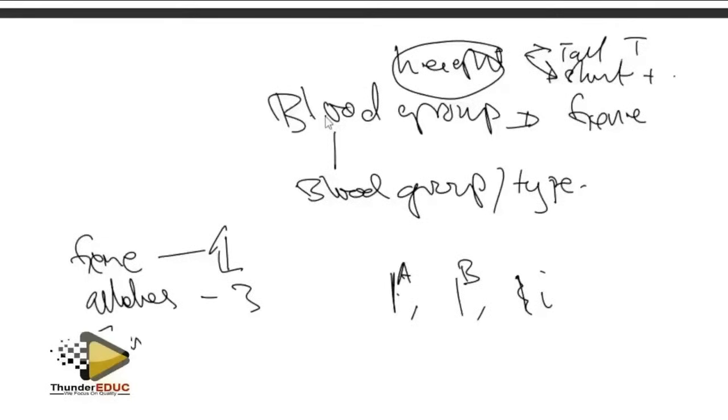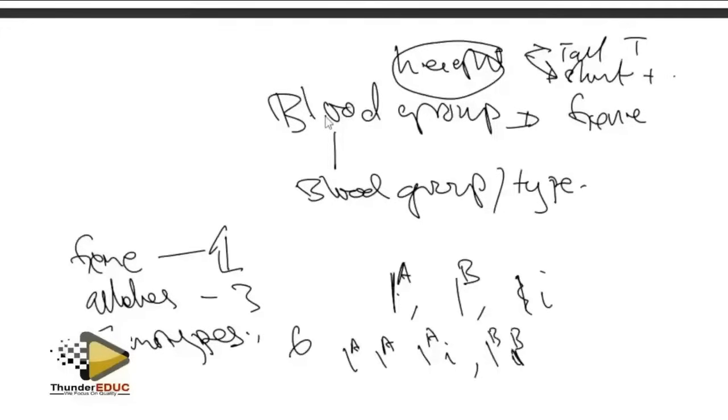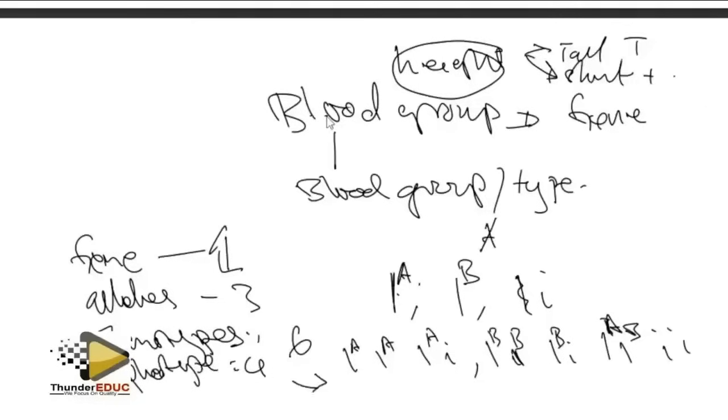How many genotypes? Genotypes, there are six. Remember, A is either homozygous or heterozygous. That's two. B is either homozygous or heterozygous. Then you have, that's 1, 2, 3, 4. Then you have A, B, and then you have that for O. That's it. So one gene, three alleles, six genotypes, and then phenotypes, there are four, which is A, B, AB and O.